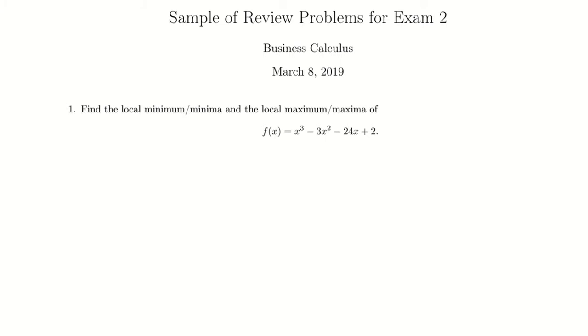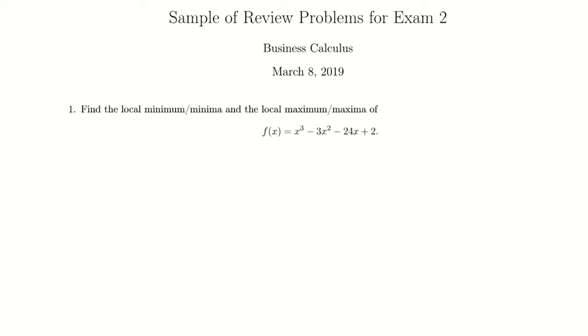This is a sampling of problems for the second midterm. Problem 1, find the local minimum or minima and the local maximum or maxima of the function f of x equals x to the third minus 3x squared minus 24x plus 2.